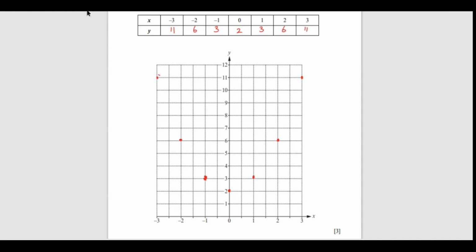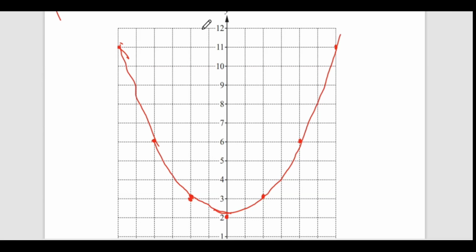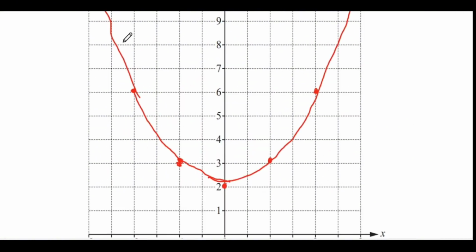Okay, let me try and see. Is this just how your curve is likely to look like? Mine won't look so nice. Okay, so that's how your curve is likely to look. All right, so we move to the next question. If you plot that well, your curve will look better than this.